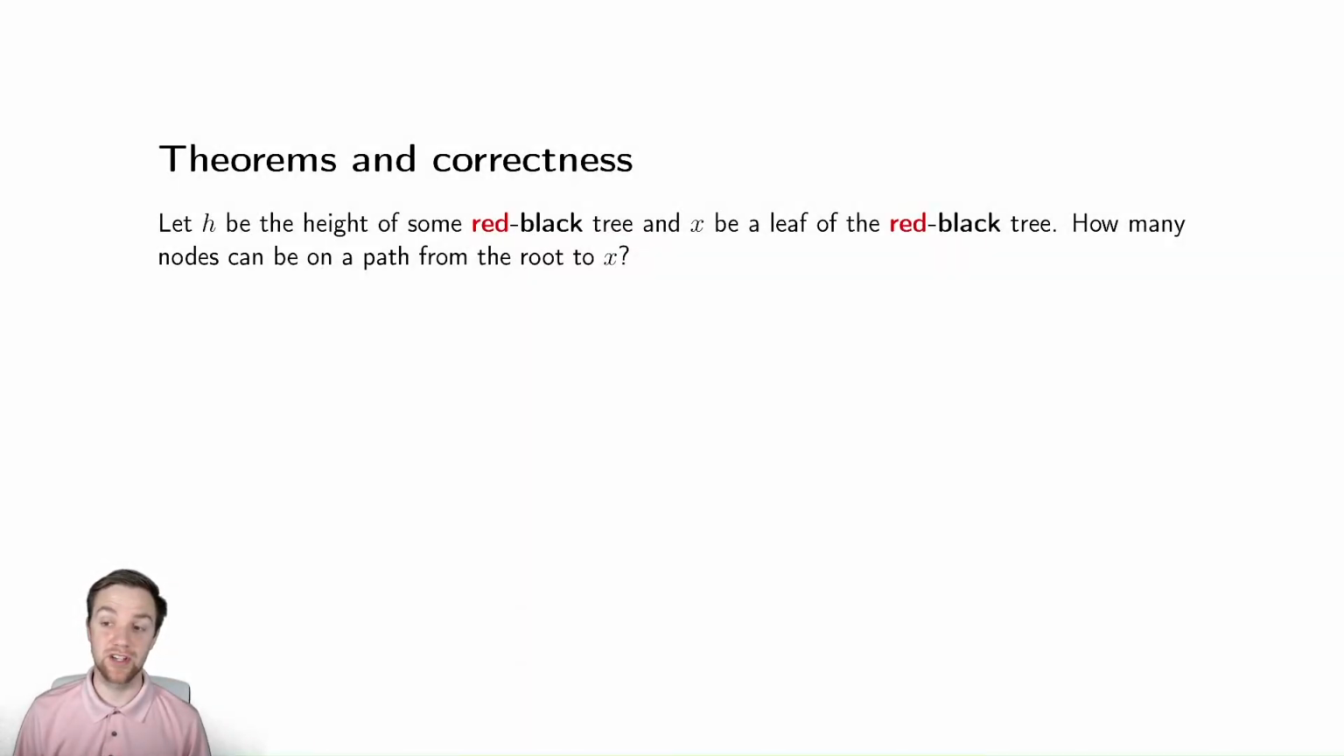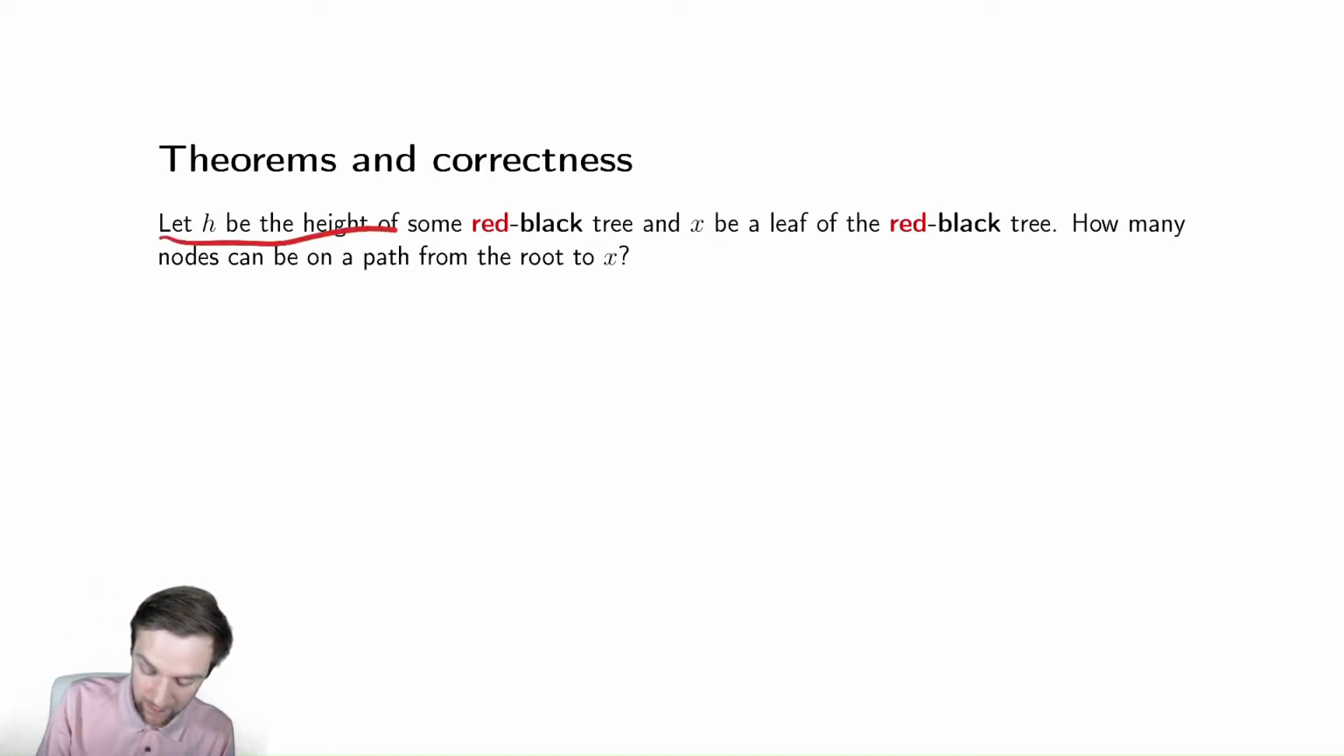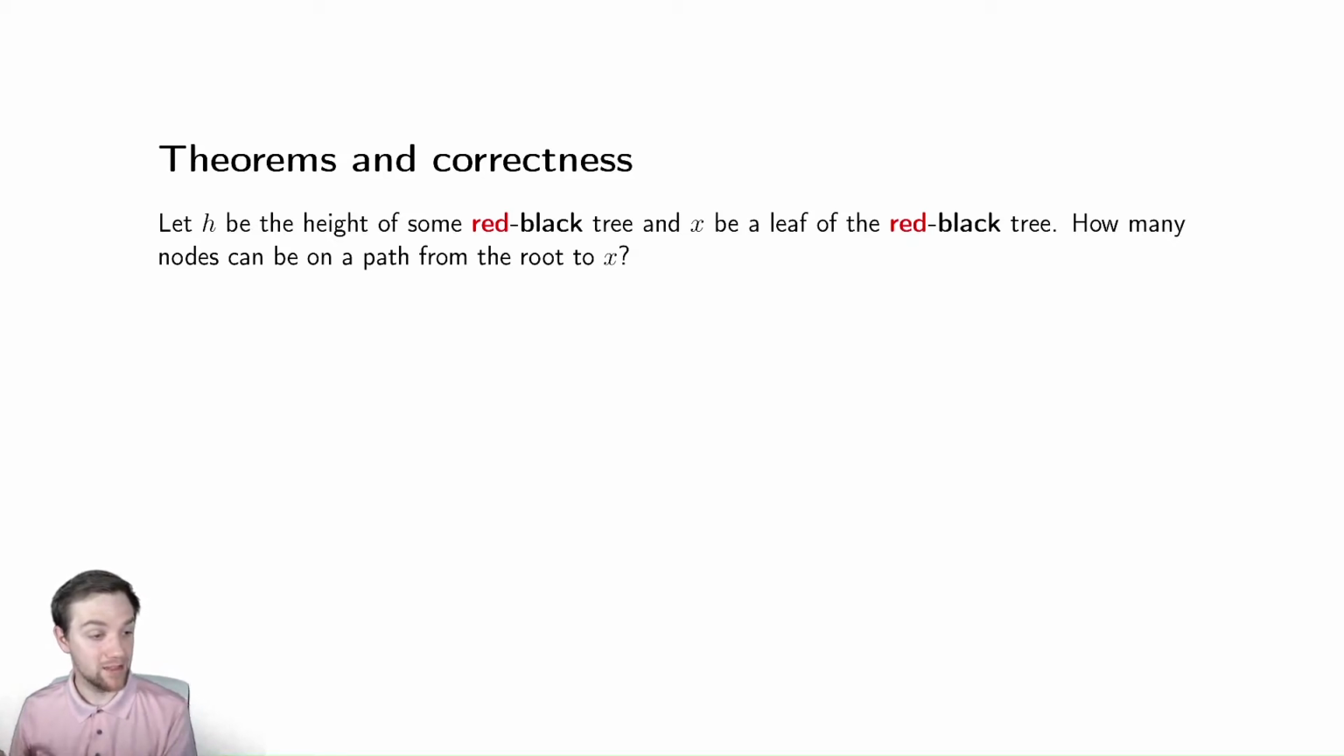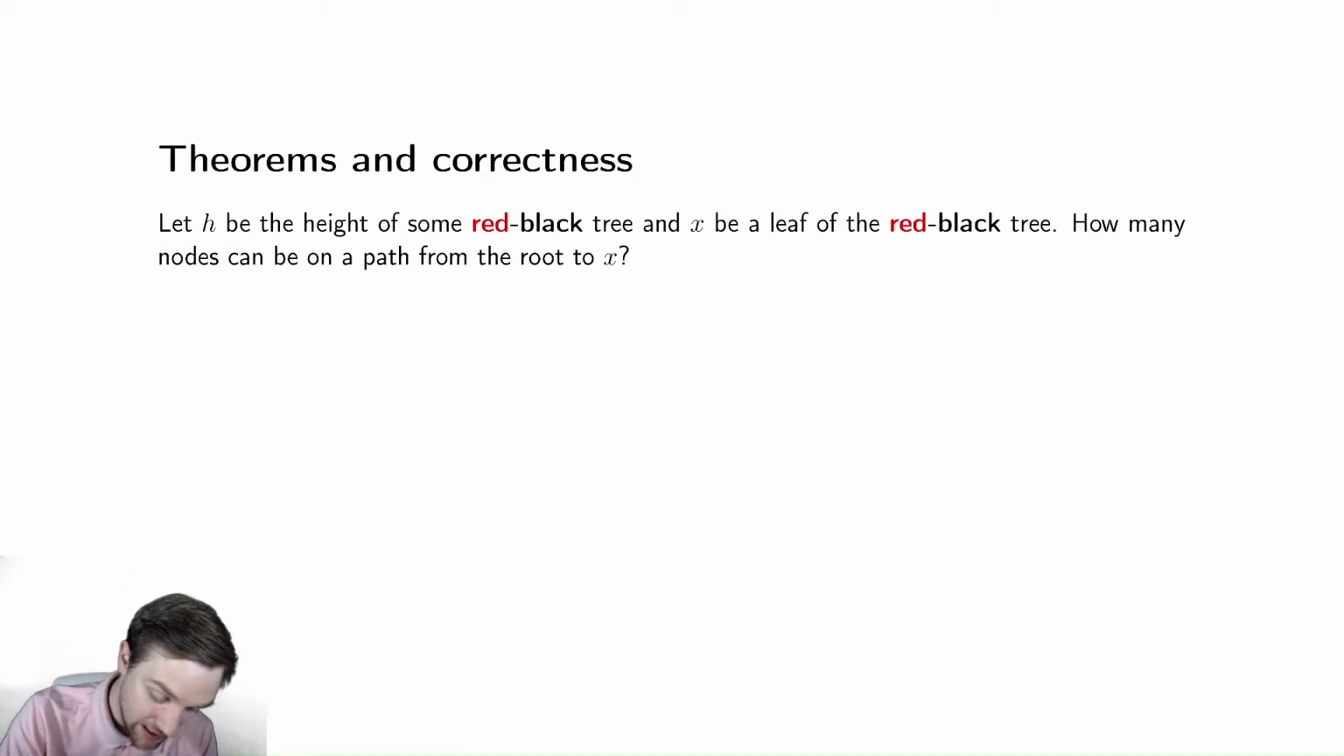Let's begin our discussion of the correctness of this algorithm and this data structure. So we're going to begin with a question, which is: if we have a tree of height h and a leaf x, how many nodes are on that path? And then we're also going to answer how many nodes of each color can be on that path. So if I have a red-black tree, I'll try and draw it in a reasonable way.